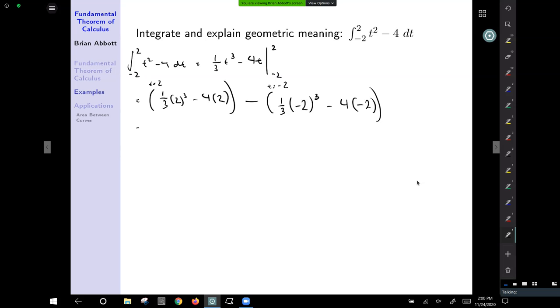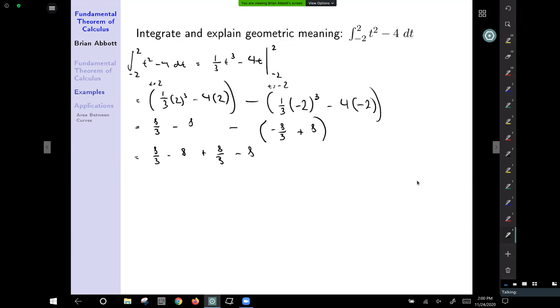A little bit of algebra flying around in here. What are we going to end up with? Well, 1/3 times 8 is going to give us 8/3 minus 8, minus parentheses. We'll worry about sorting that out later. -2 to the third is -8, times 1/3 is -8/3, and plus 8, since -4 times -2 is positive 8. So now let's tidy that up and get rid of our parentheses. 8/3 minus 8 plus 8/3, since negative times negative is positive, and negative times positive gives us -8.